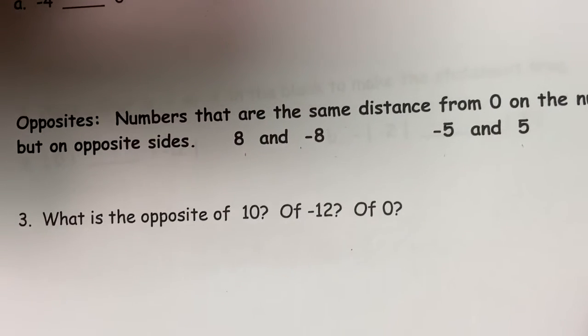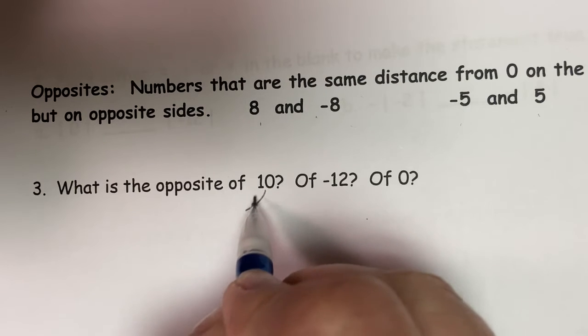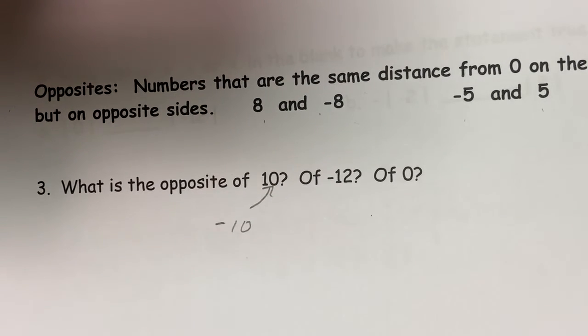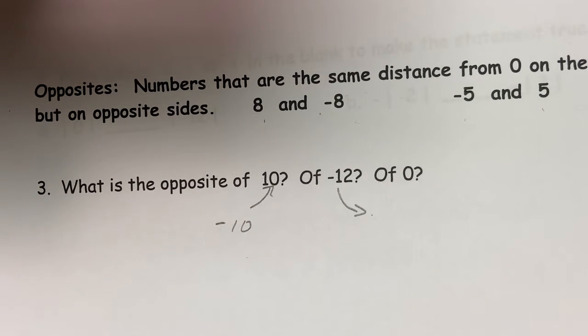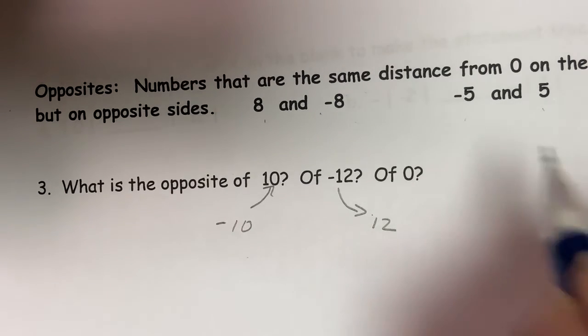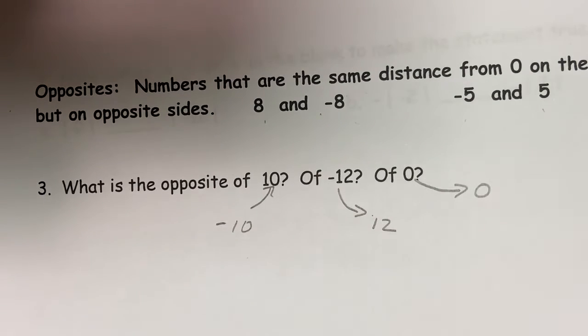So going to example 3, what's the opposite of +10? Well, that would be negative 10. What's the opposite of negative 12? Well, that would be positive 12. What's the opposite of 0? Well, that would be 0.